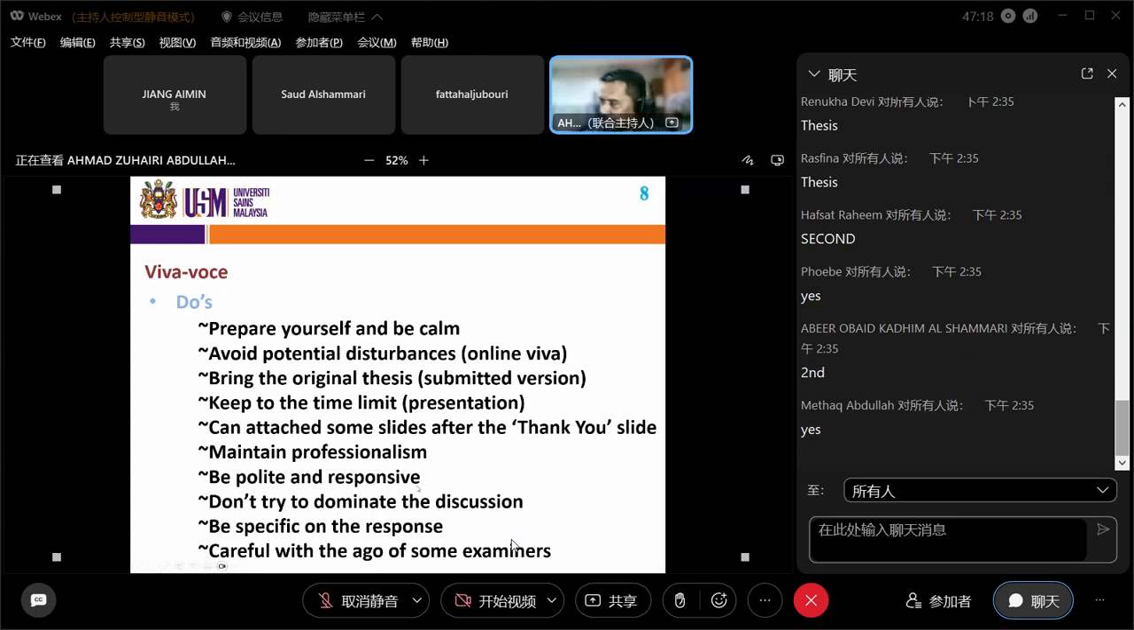Responsive. Okay, this is another thing. If people ask you, please answer politely. Sometimes, yeah, students actually fail to respond. People keep on asking, the examiners keep on asking, but the student fails to respond, to the extent that examiners take turns to ask questions without any single answer from the student. It's too bad. It's too bad. Why is it so?